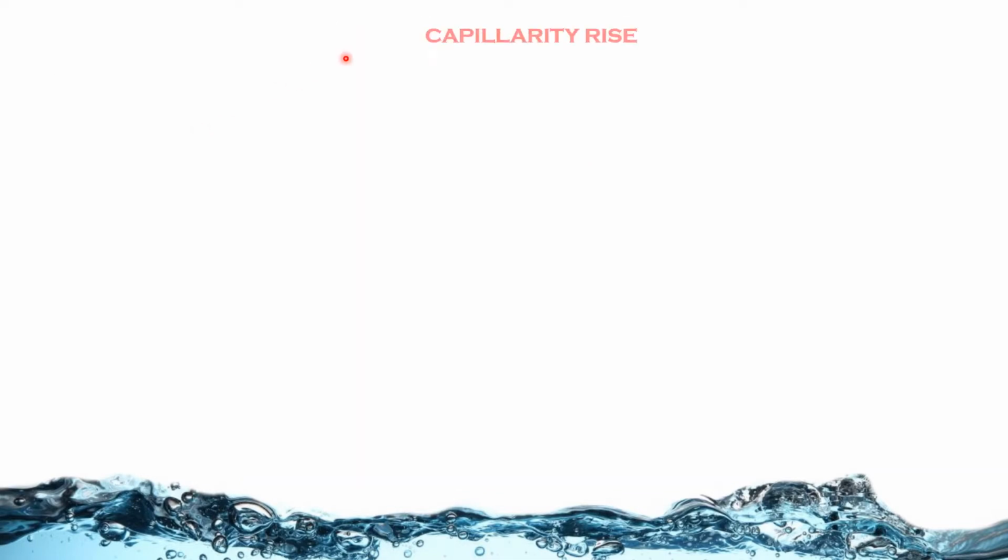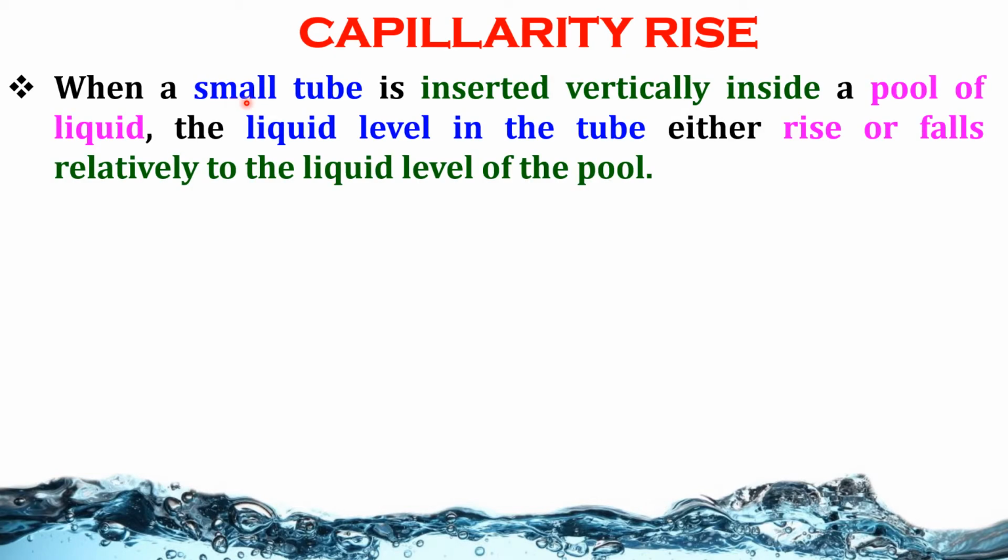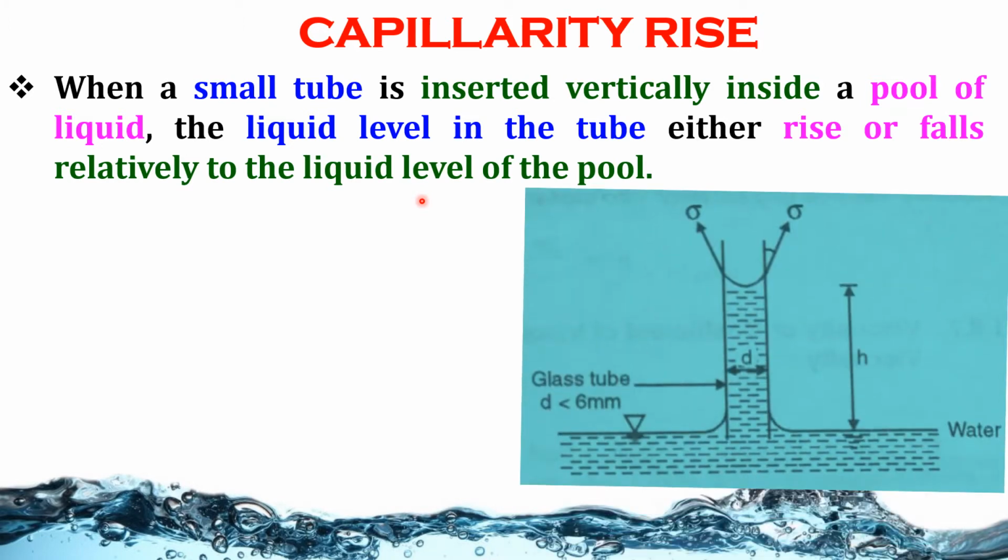We are going to discuss capillarity rise. When a small tube is inserted vertically inside a pool of liquid, the liquid level in the tube either rises or falls relative to the liquid level of the pool. Now consider an example. A glass tube with less than 6 mm diameter is inserted in a beaker of water. See, here the liquid level is raised to a height of h.